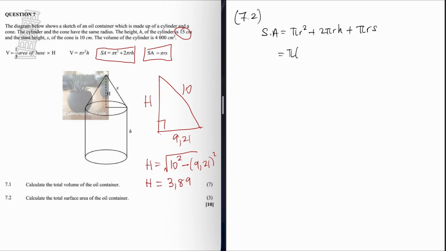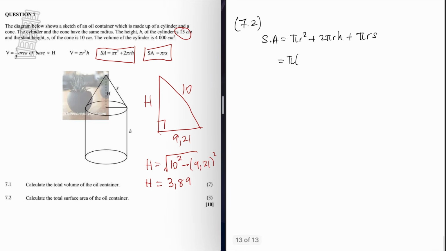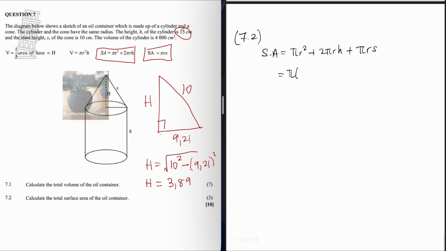So pi, the radius was 9,21, so 9,21 all squared plus 2 pi 9,21. The height of the cylinder was given to us as 15, and then plus pi 9,21, the slant height was 10. And that's going to give us an answer of 1423,43 centimeters squared, because this is area.